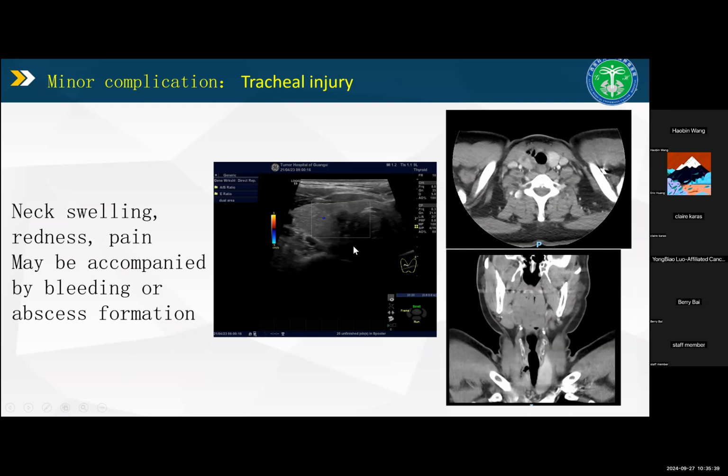And this is a PTC patient near the trachea. Because the patient himself cannot tolerate surgery, we gave him a microwave ablation. A week after that, the patient had swelling and pain in his neck and we gave him a CT examination, which showed that the patient's trachea was abnormal and particularly damaged. Here, we can see the trachea is broken.